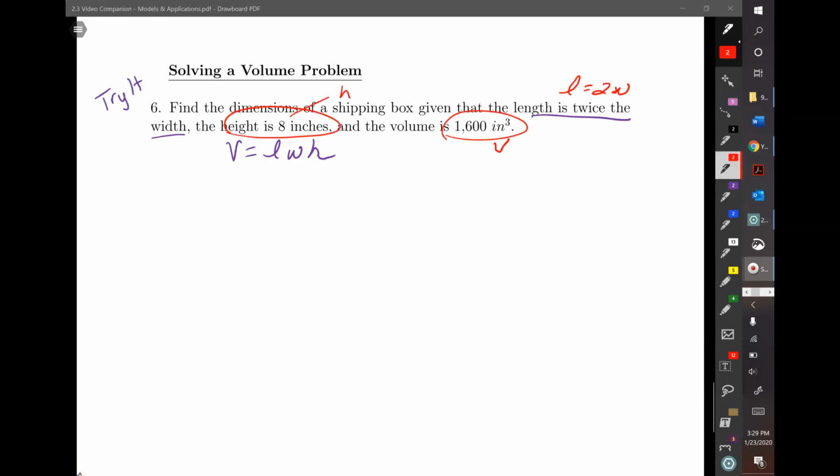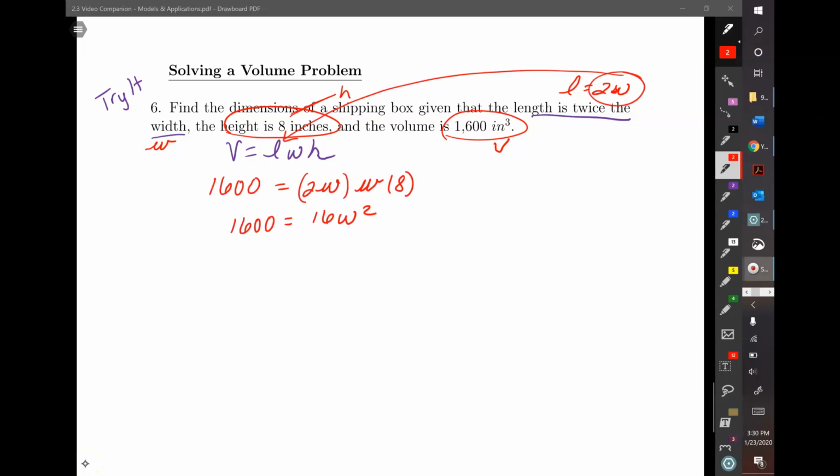So what I did for this problem was mark up the problem itself. Length is twice the width. I just wrote L equals 2W. The width is obviously just W, and the height is H, and the volume is 1,600. So now we can fill in everything and figure out what the dimensions are, the length and width, because we have it now in terms of one variable.